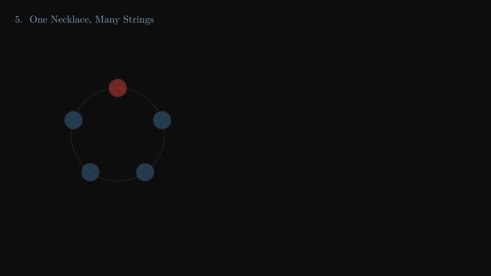Let us actually turn one and watch. Start with red, blue, blue, blue, blue. Turn it 1 bead. Now the strip reads blue, red, blue, blue, blue. Turn again.